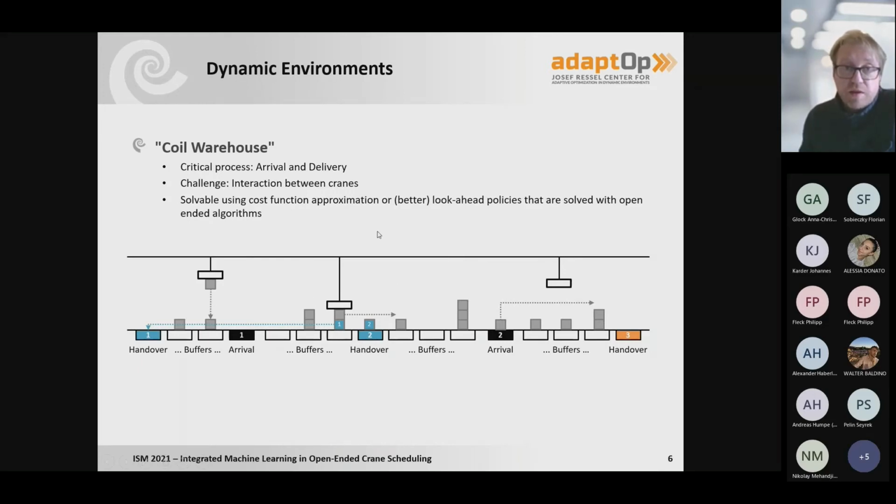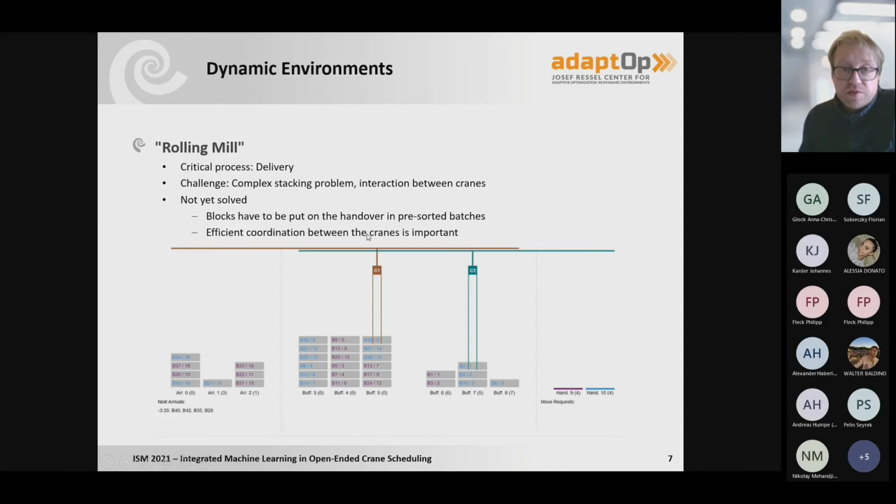scheduling point of view. And we have a third environment, which we call the rolling mill, and this presents a complex stacking problem similar to what we had before in the first environment, but also the interaction between cranes, because we have two cranes and not all the cranes can reach all of the positions, and there is some batching needed. So the cranes do not transport one block at a time, but they transport multiple blocks, and you have to transport multiple blocks in order to service the handover places in time. So that's very important here.